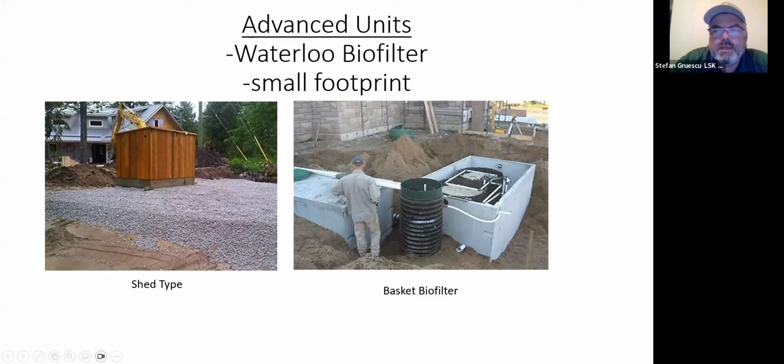Or they could be inside of tanks. So these are called the basket biofilters. So you may see multiple green lids on the grass. And that's probably a good indication that's a Waterloo biofilter. Basically, these units are full of foam blocks, like little tiny sponges. In the basket biofilter, they're just inside of these round baskets, just full of foam sponges. In the shed, they're all inside this shed.